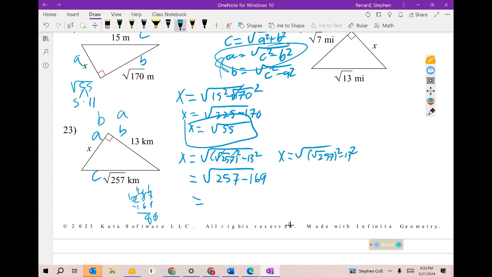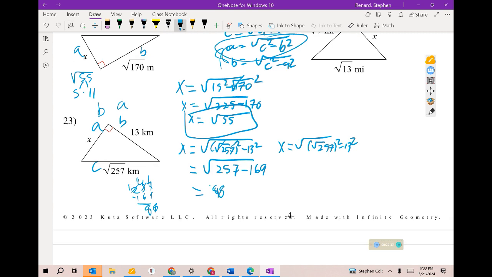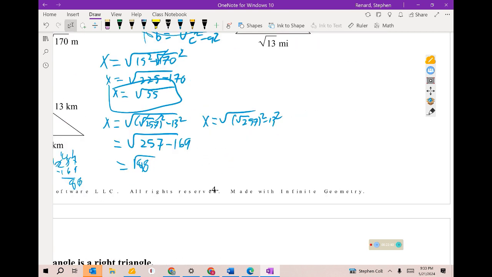Looks to be 88. I'm going to double check my math real quick. Yep, 88. So we have the square root of 88. Now, unlike 55, 88 can be simplified. So we have the square root of 88.